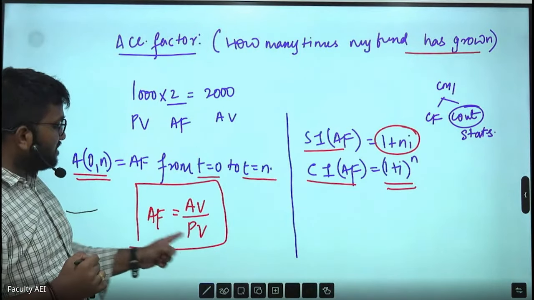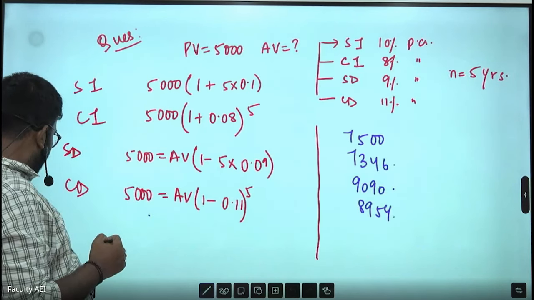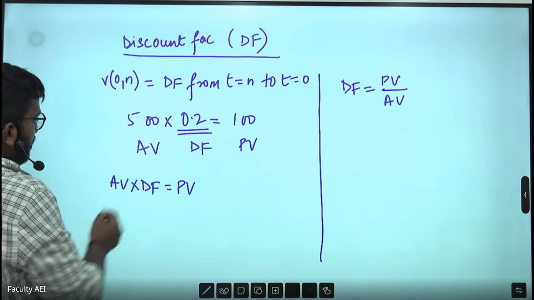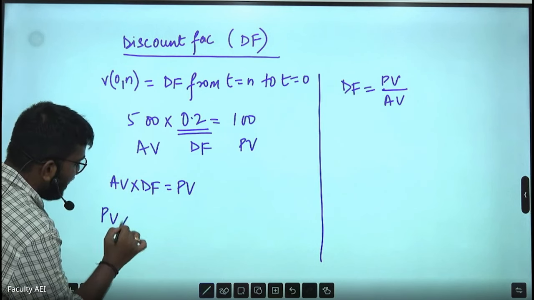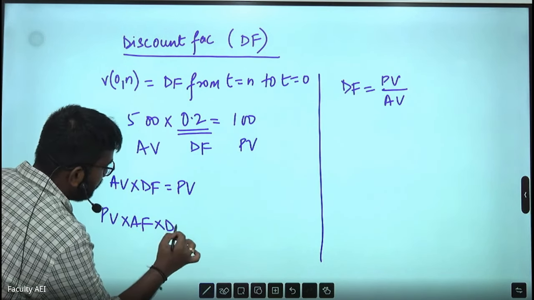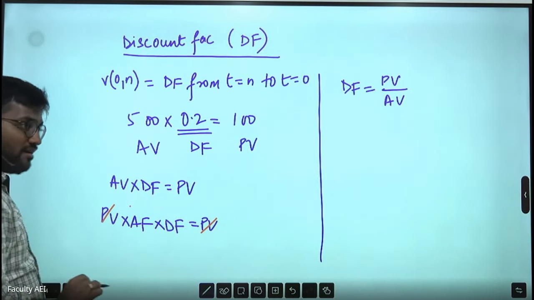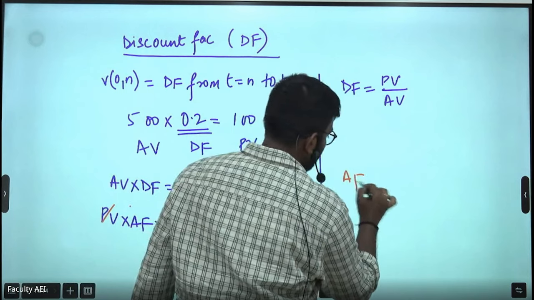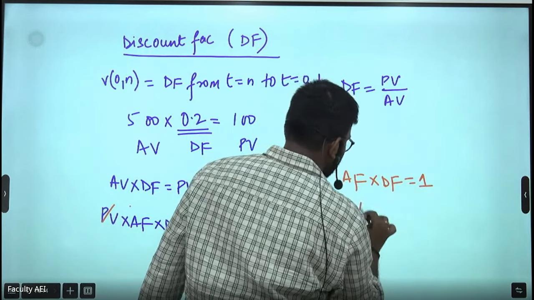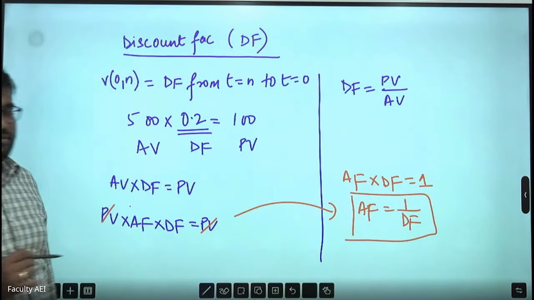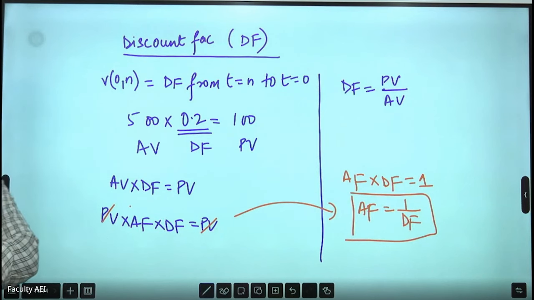And AV by PV is what? AF. Accumulated value is present value into accumulation factor, and into discounting factor is present value. So from here, if you see, this and this will get cut. So AF into DF is 1. So accumulation factor is 1 by discounting factor. This means there is an inverse relationship between accumulation factor and discounting factor.